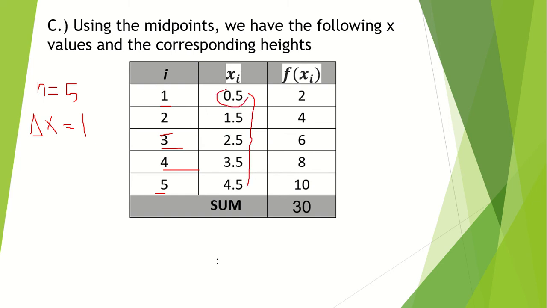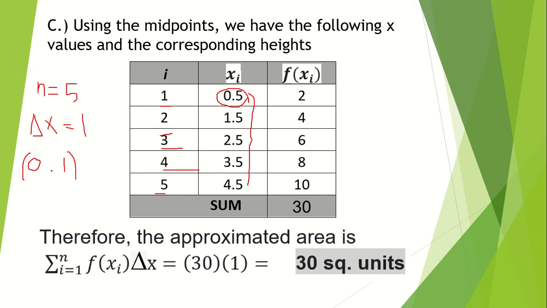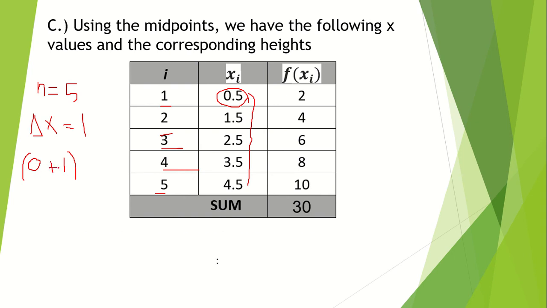Now to find the first value, as you remember, in our left endpoint, we start with 0. And for the right endpoint, we start with 1. Now for the midpoint method, we simply get the average. That is to add 0 and 1, then divide it by 2. That will give us 0.5. So for the midpoint method, we use 0.5 as our starting point. For our second value, we add delta x, which is equal to 1, so we will get 1.5. Then 2.5, 3.5, and 4.5 for our x values.